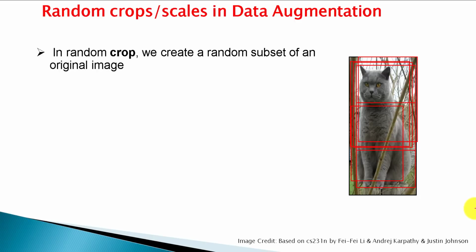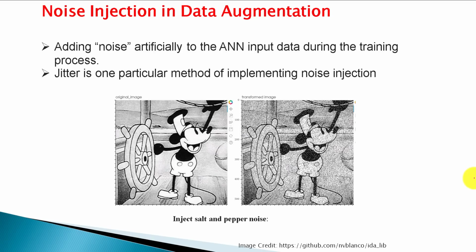The next data augmentation technique is noise injection. In noise injection, we usually add noise into the original image. Jitter is also a particular method of implementing noise injection. Here in the figure, A is the original image and B is the new image obtained from image A after applying salt and pepper noise. There can be other types of noises that can be applied to generate new types of data.